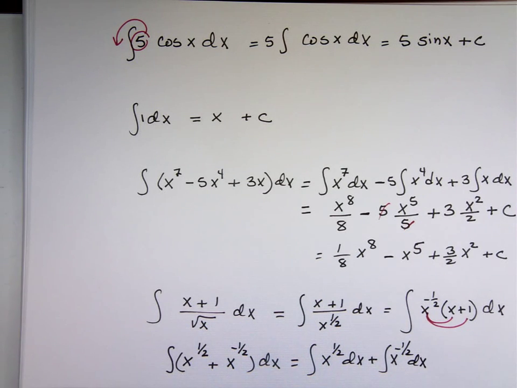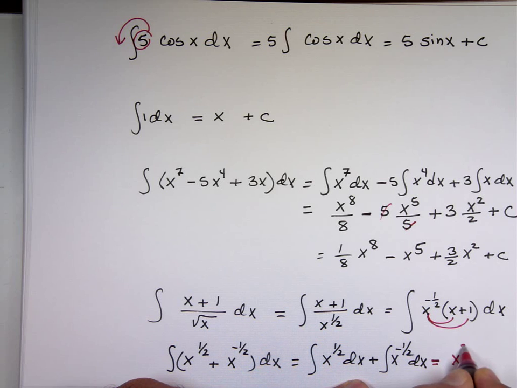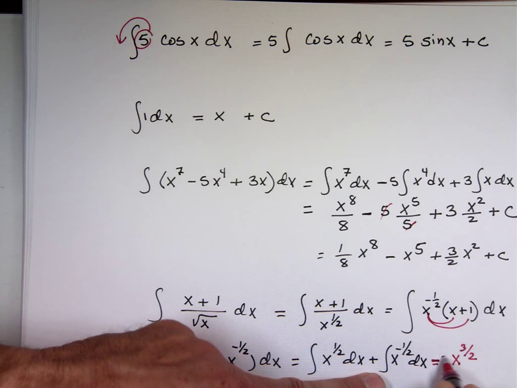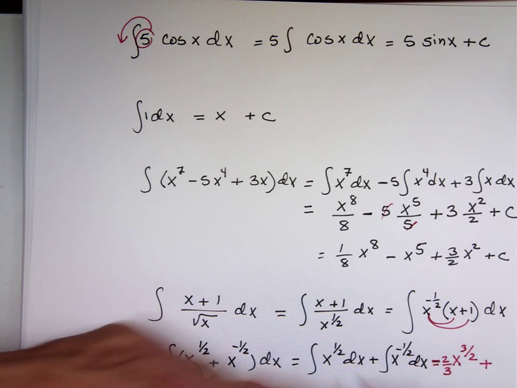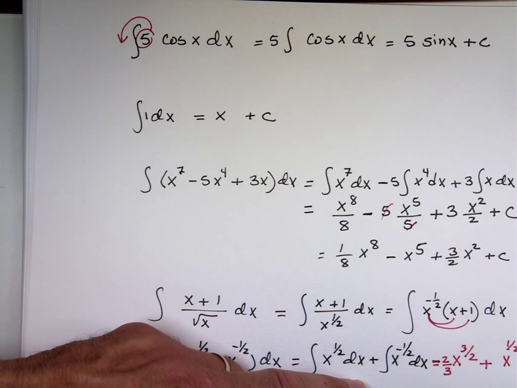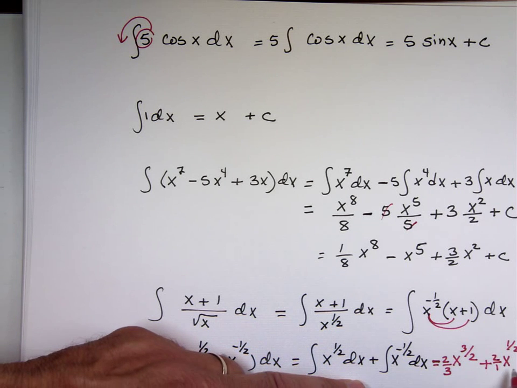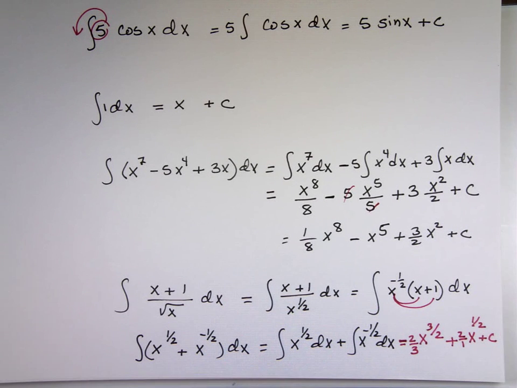So what's the answer to the first one? Add 1 to the power. That'll be what? X to the 3/2 divided by 3/2. Well, dividing by 3/2 is the same as multiplying by 2/3. Add 1 to the power. This becomes x to what power? 1/2. Dividing by 1/2 is the same as multiplying by 2 over 1, which is 2, right? And don't forget to add the c. I'm squeezing it because I'm out of space here. So 2/3 x to the 3/2 plus 2x to the 1/2 plus c.